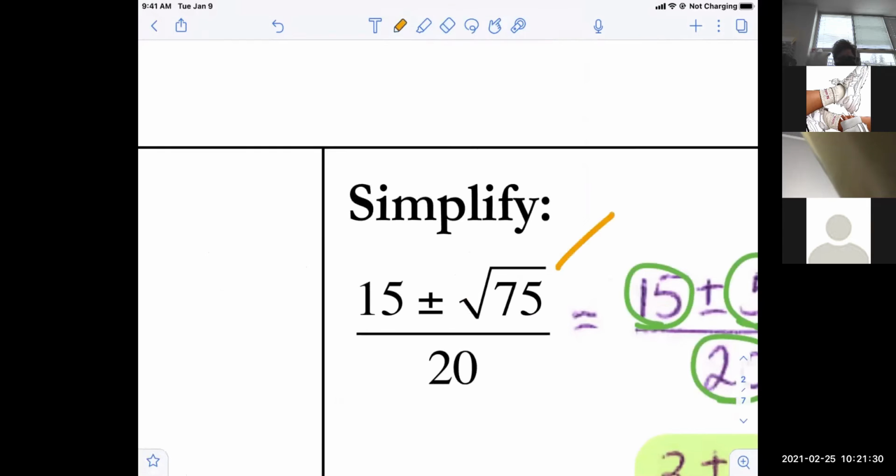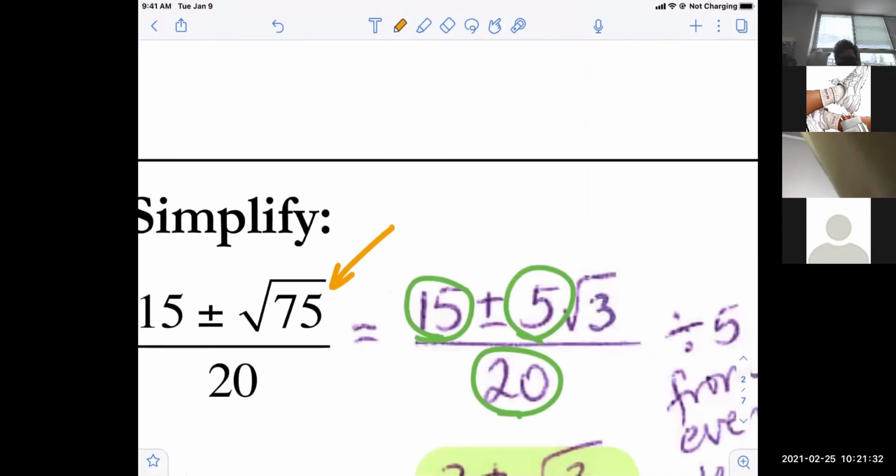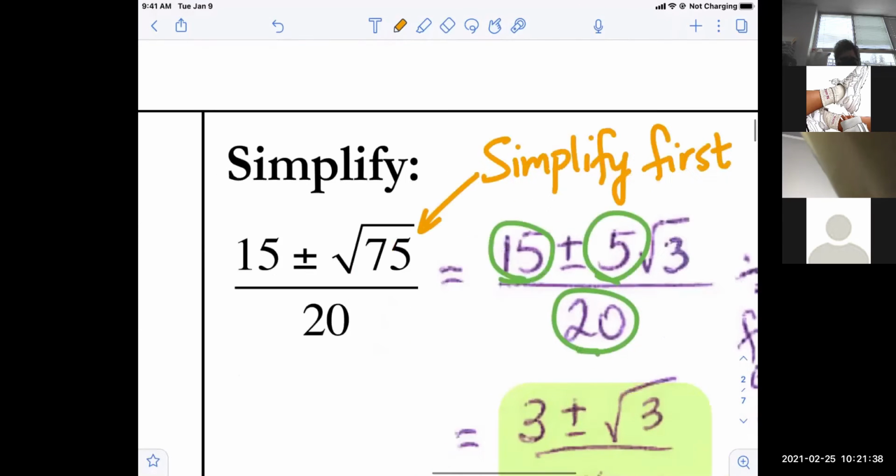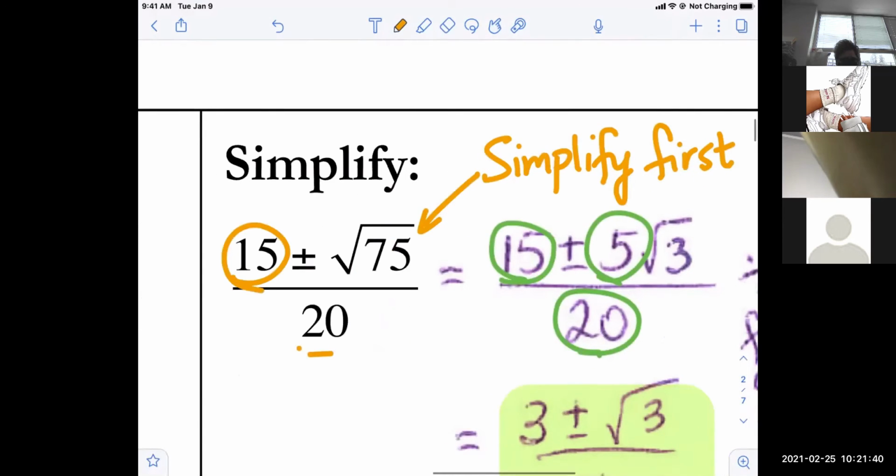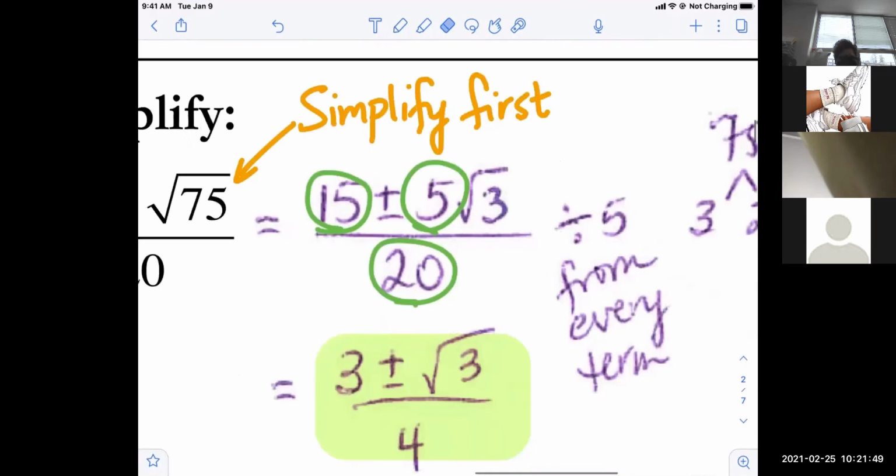But you do need to simplify that first. And then after you simplify it, you'll have a number on the outside. So yes, I said that if you're going to divide something out of the denominator, it has to come out of all the numbers, including the one in front of the radical. But for this one, square root of 75 is not simplified.